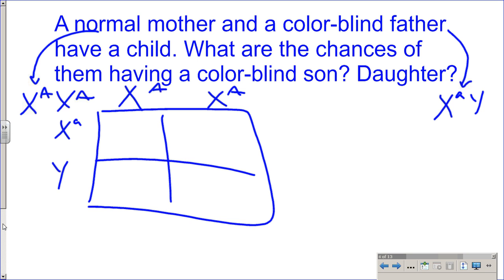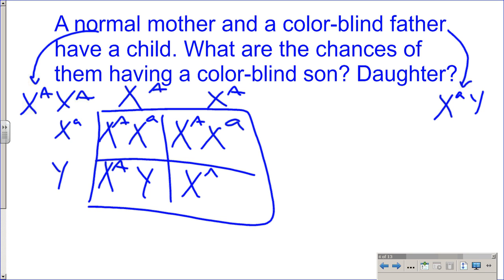All right, what was the mom's genotype? Capital A's or lowercase a's? Capital, so homozygous. What was dad's? Little a, Y. Dad has a Y. He is a guy. So as you go through, you're filling in X big A, X little a, X big A, X little a, X big A Y, X big A Y.